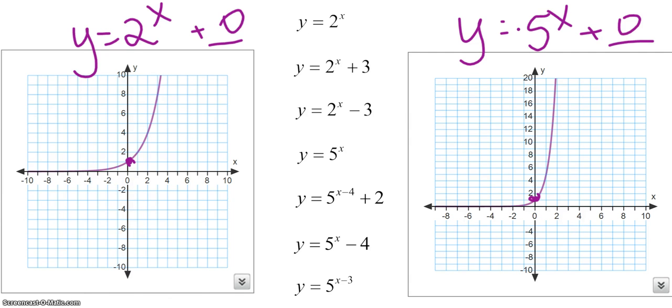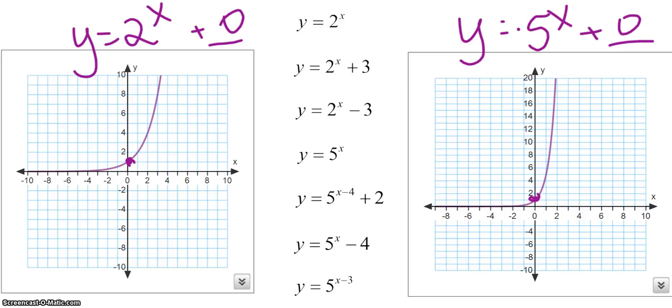Now continue to look at it. One thing that you will notice is that 5 to the x is a lot steeper than 2 to the x. So that's why each of them has their own parent. Now we're going to go through each of these and discuss the transformations. I'm going to write the transformation down below and I'm going to let you graph these on your own time.